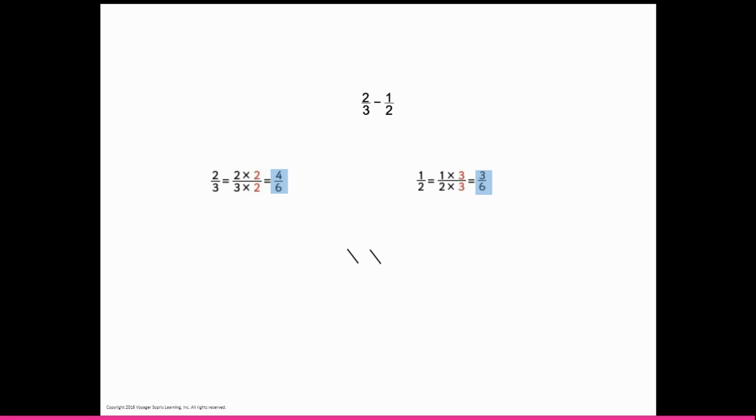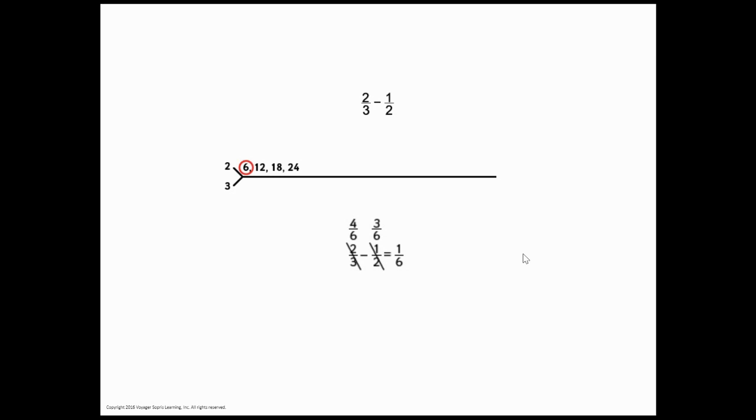4/6 minus 3/6 equals 1/6. Notice that the common denominator for 2/3 and 1/2 is 6. It's a multiple of both denominators, 3 and 2. Now let's find the sum of 1/3 and 2/5 without first being told the common denominator.